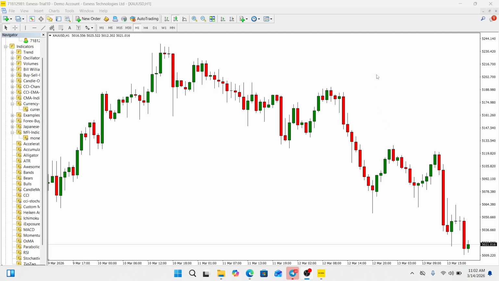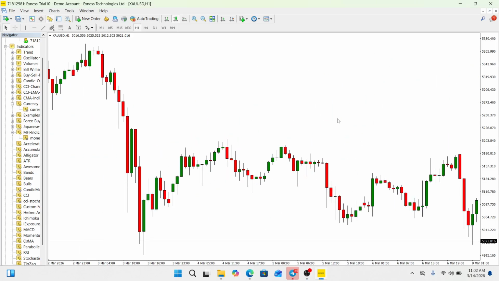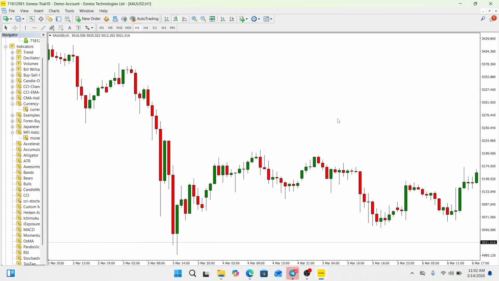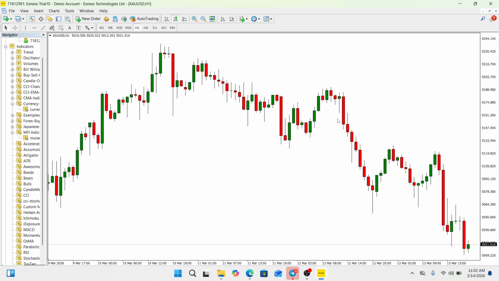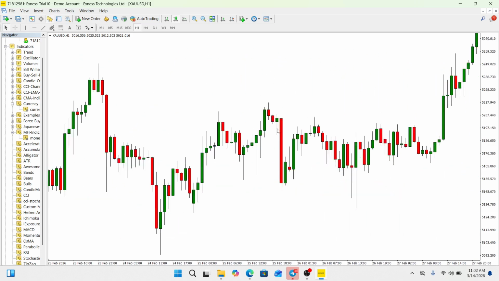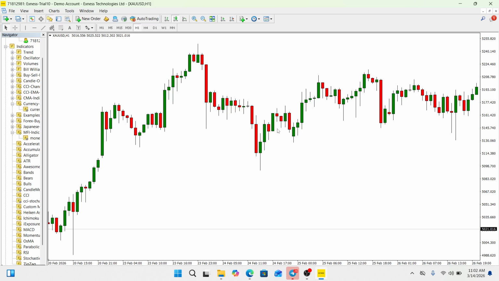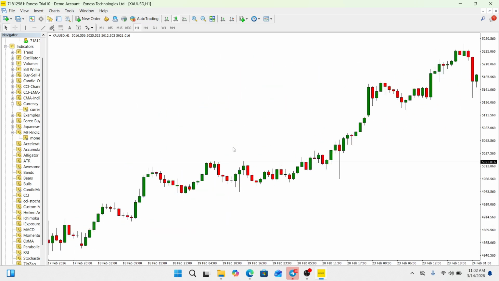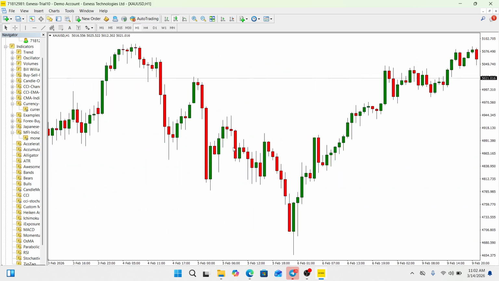Hello traders. In this video, we are looking at the CCY Power Indicator. This is a currency strength style tool that measures and compares the power of individual currencies across multiple pairs, helping you quickly see which currencies are strong, which are weak, and where the best trends may be forming.